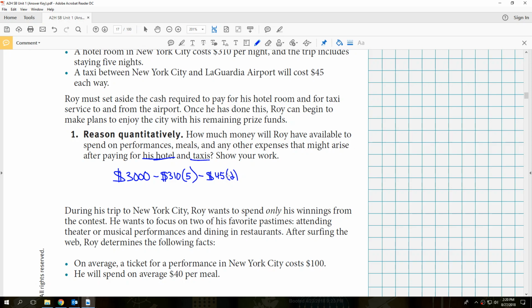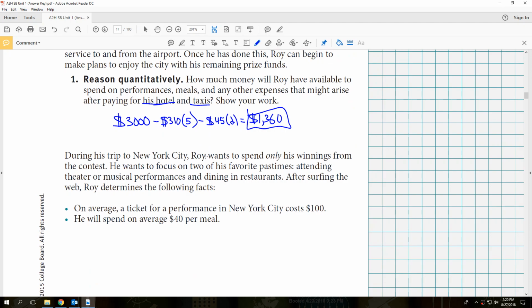Let me bring up my calculator. Unfortunately, you guys can't see this. It's not installed yet, but we'll go ahead and calculate it. So 3,000 minus 310 times 5 minus 45 times 2 is $1,360. So after he pays for the hotel and the taxi, he's going to have $1,360 to spend on whatever he wants in New York City during his 5-day trip. Not bad, right? That's a pretty good chunk of change.